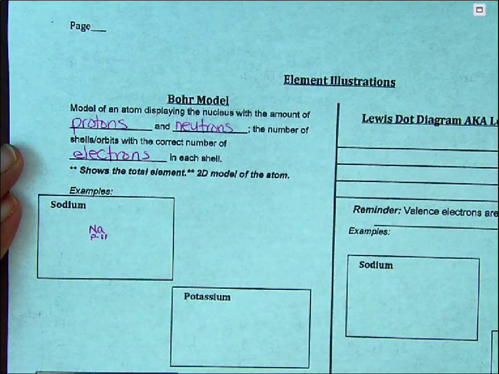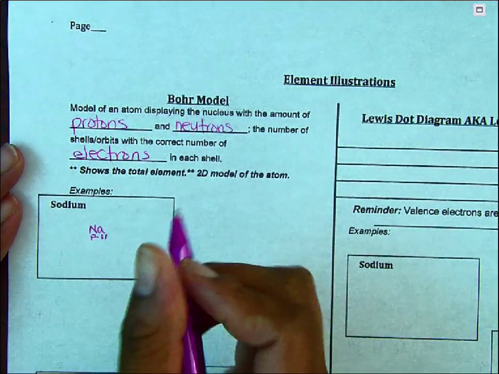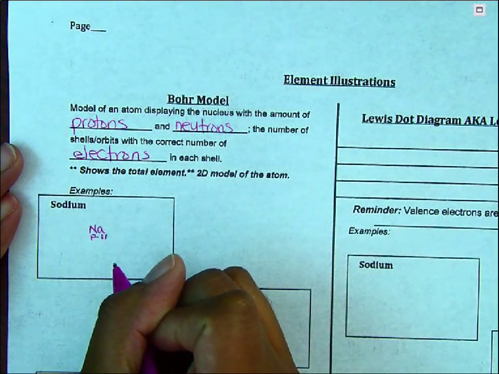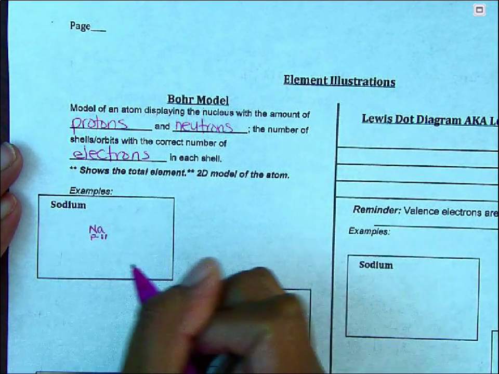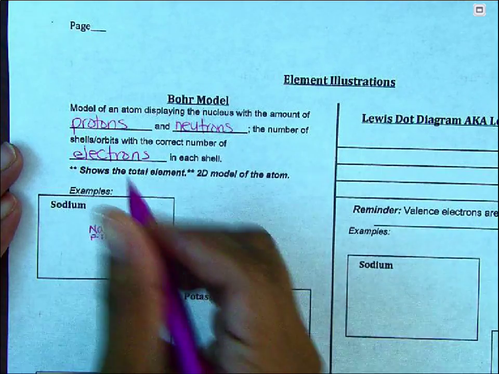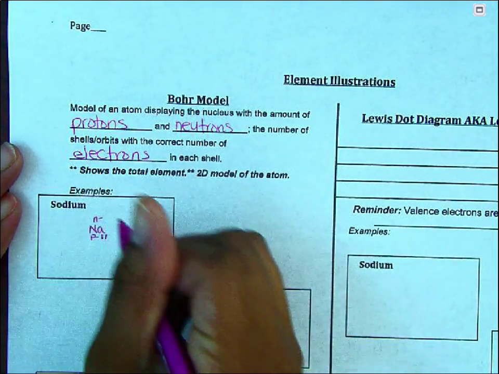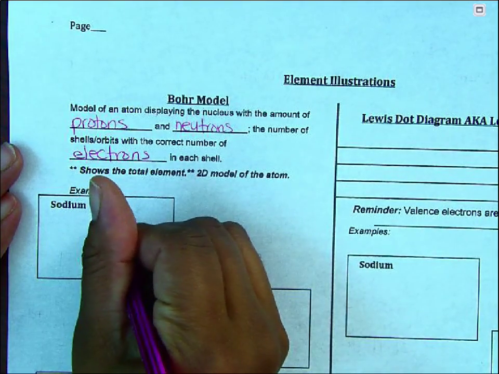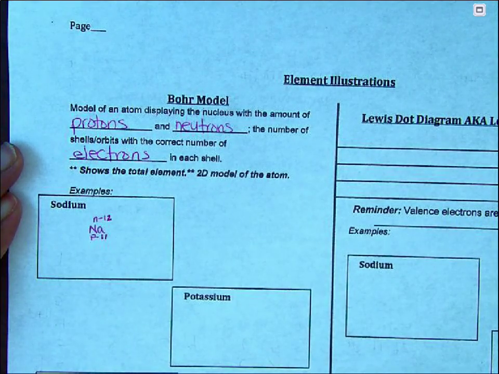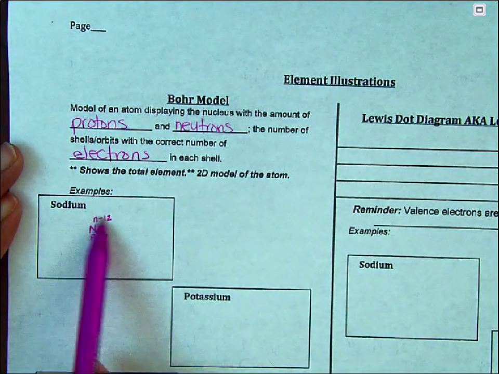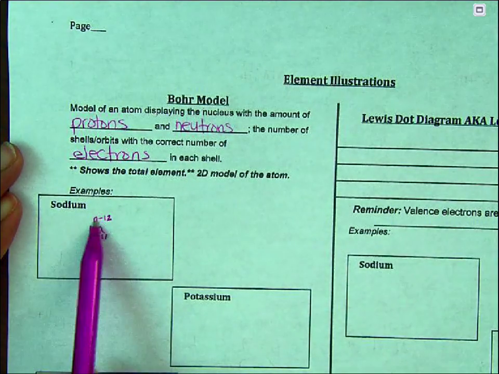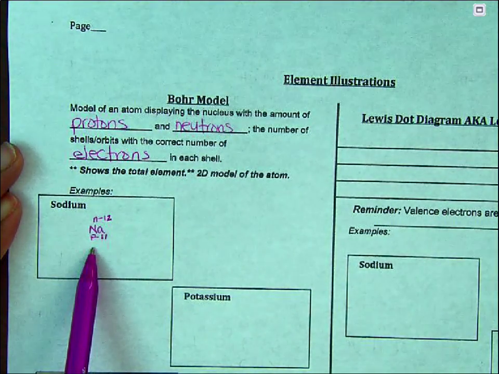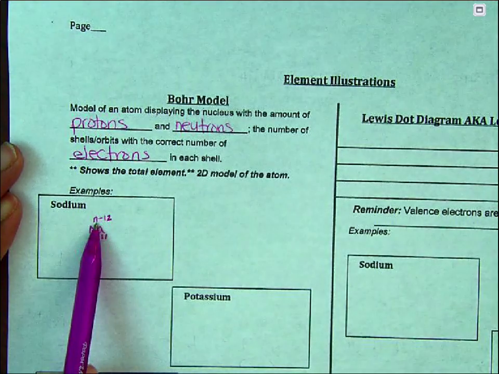Brianna. 11. 23 would be atomic mass. So what's the actual number? 23 is the atomic mass. So what's the number of neutrons? 12. That would give us 23. All right, so far we have what's this called in the center? The nucleus, because it's showing us the number of protons and the number of neutrons.